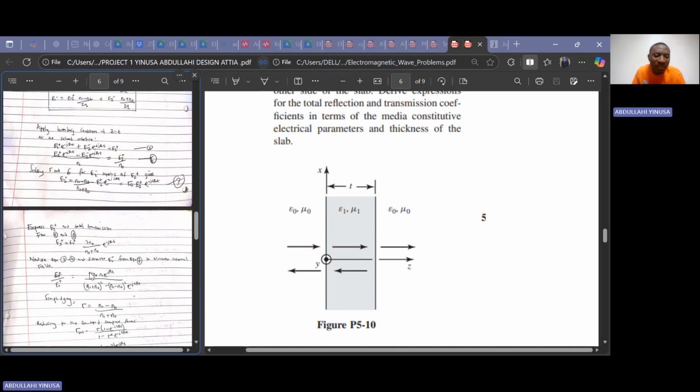The next one is to express E3 and total transmission. How do you express E3 and total transmission? You already know E3 to be equal to what? E2 over transmission. This is the formula for the transmitted wave. How was it derived?